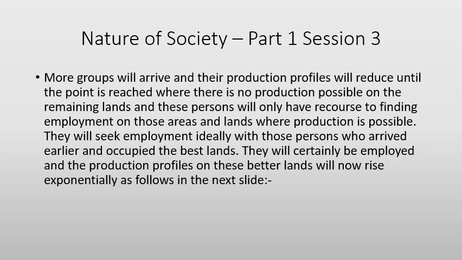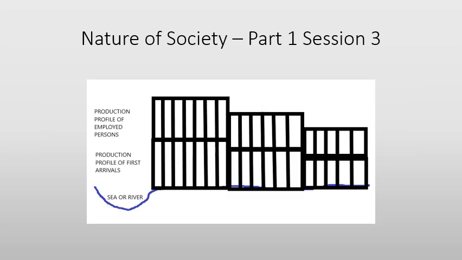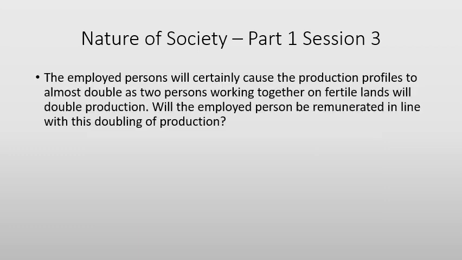They will certainly be employed, and the production profiles on these better lands will now rise exponentially, as follows in the next slide. The employed persons will certainly cause the production profiles to almost double, as two persons working together on fertile lands will double production. Will the employed person be remunerated in line with this doubling of production?